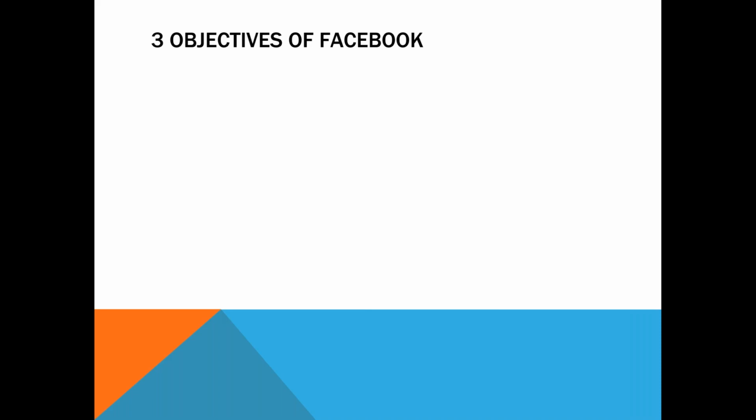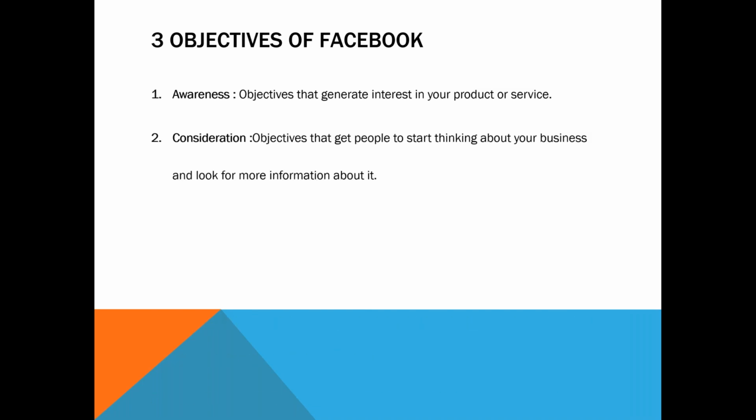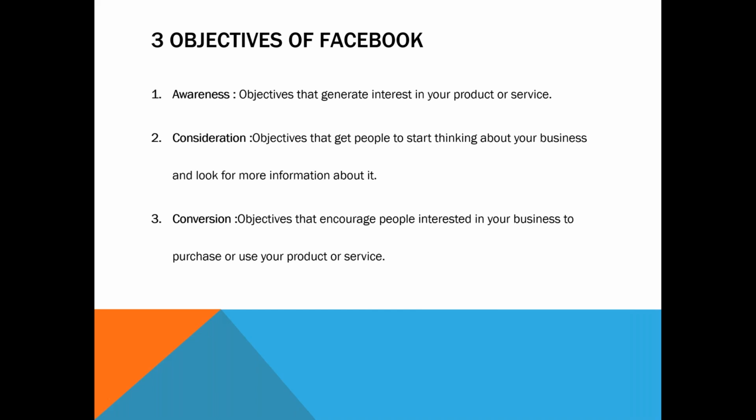So the objectives have been classified into three types. One is called awareness, the second is called consideration, the third is called conversion. What does each one do? If your product is new, nobody is aware of your product or service, you just started to advertise on Facebook and nobody has any idea about it, then you would tell Facebook your objective of creating the advertisement is awareness.